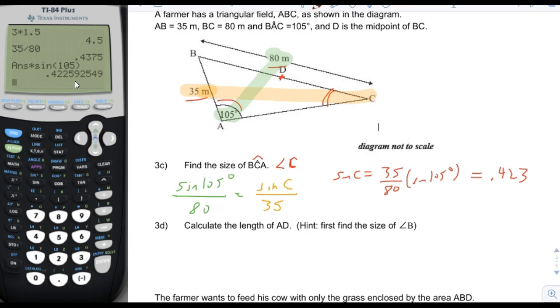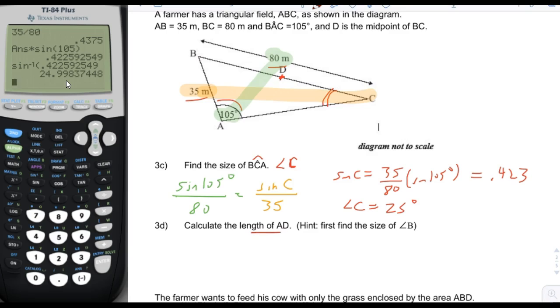And so if we take the inverse sine of both sides, we know that the angle C is equal to 0.423 inverse sine. And that gives me 25 degrees. So angle C is 25 degrees. Then we're going to go to the next part.